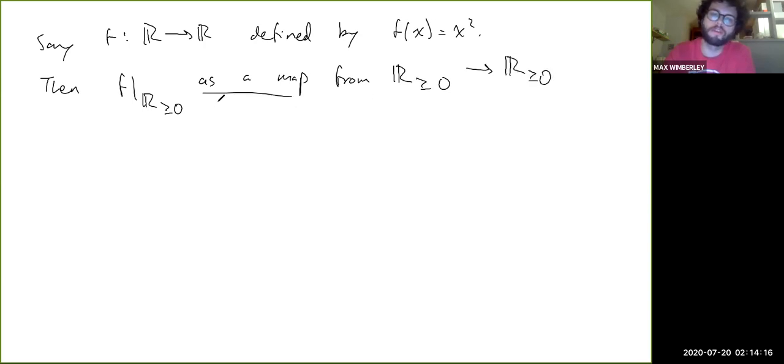Okay, so when I say as a map, normally when I restrict F to the non-negative real numbers, technically the codomain is still all of R. But what I'm going to say is, if I restrict the codomain too, because all the values of F are non-negative anyway, I can just throw out all the negative values from the codomain. And then I have this function. The restriction here is a function from R greater than or equal to 0 to R greater than or equal to 0. And that function is actually bijective.